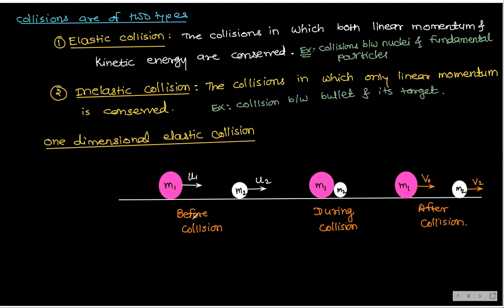After collision. Yes, sir. Now let's move ahead. Understood the diagram? Very easy. Initially, M1 and M2 are moving with velocities U1 and U2, and during collision, we have not mentioned any velocity. After collision, because it is a very short interval, M1 is moving with velocity V1 and M2 is moving with velocity V2. So let's move ahead. It is very easy, but just a little lengthy.